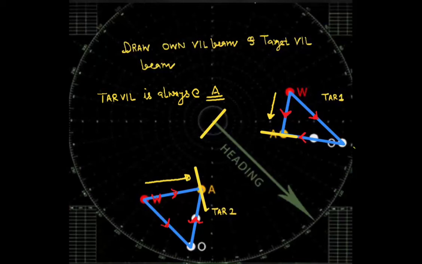So for me, if I am here and I am the officer of the watch over here, what will I do? Both target 1 and target 2 are forward of my beam. If I extend my beam here and here, both are forward of my beam, right? If both are forward of my beam, obviously I'll go to starboard.